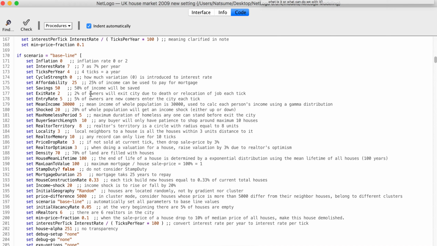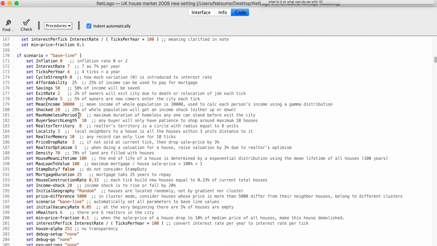Exit rate 2, meaning 2% of owners will exit the city due to death or relocation of jobs. Entry rate 5, meaning 5% of owners are newcomers entering the city each tick. Mean income 30,000, meaning the mean income of the whole population is 30,000. And this will be used to calculate each person's income using a gamma distribution. Shock 20, meaning 20% of the whole population will get an income shock, either going up or going down.